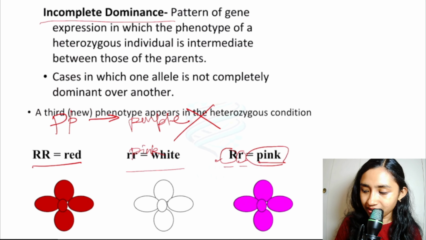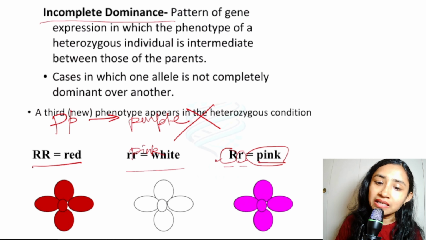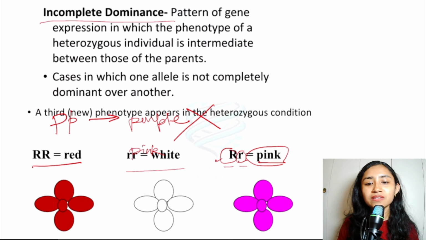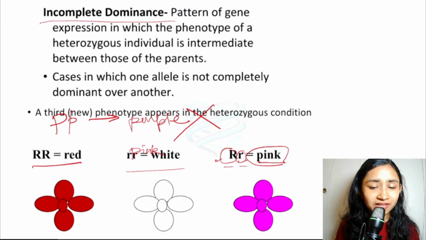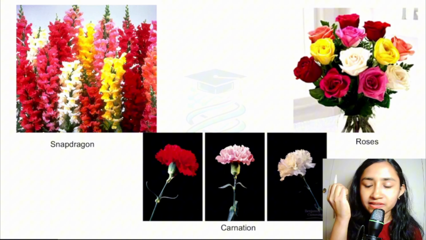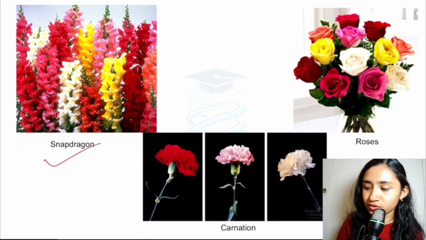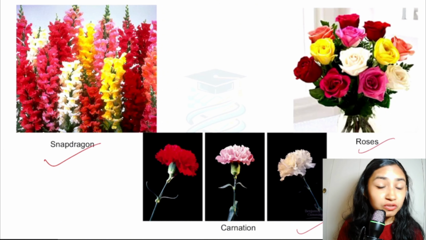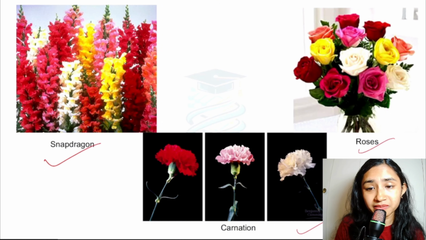So in this case, the heterozygous condition, there will be an intermediate character, there will be a new phenotype that is pink. This is known as incomplete dominance. The capital R is not properly dominant over small r. That is why it is known as incomplete dominance. There is a color in between red and white. This example we can see in many flowers: snapdragon flowers, roses, carnations. The most common example are roses. We can see multiple color of roses because of this incomplete dominance.